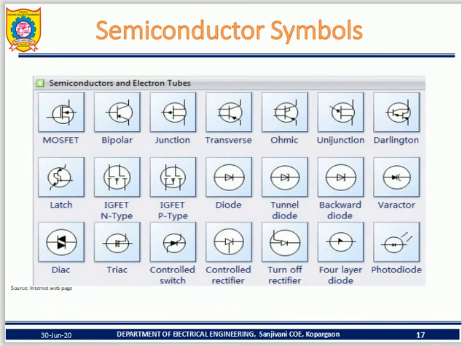So we have seen the symbols of the power semiconductor devices: the triac with anti-parallel connection, and SCR. Then N channel IGBT and P channel IGBT. What is the difference between N channel and P channel IGBT? The arrow mark is inward or outward. Similarly for N channel MOSFET and P channel MOSFET, the arrow mark goes inward or outward. N type BJT and P type BJT also differ by the arrow mark going inside or outside. That is how the symbol differentiates them.